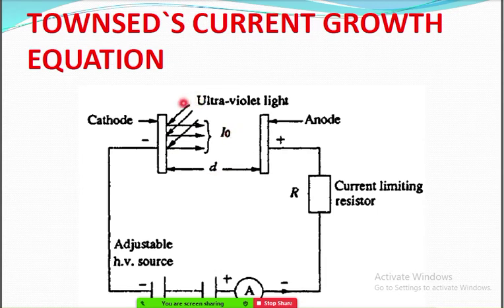To initialize the process, we apply some ultraviolet light. It will create an initial number of electrons, so that current is I0. So this is the case.